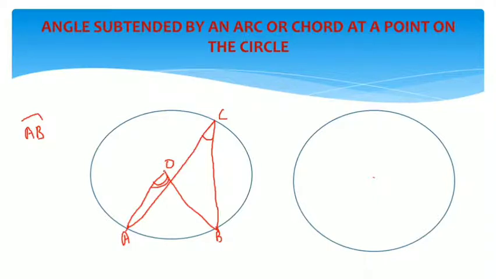So how to find what angle is subtended by an arc? Take the endpoints of the arc and join them by the help of straight lines to the point where we have to see the angle. Then whatever angle is formed, that is known as the angle subtended by an arc at a point.